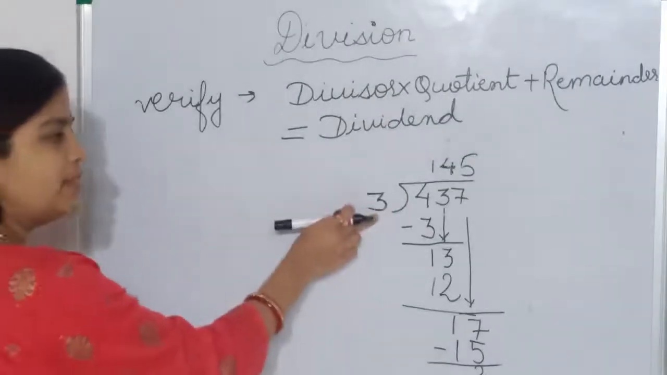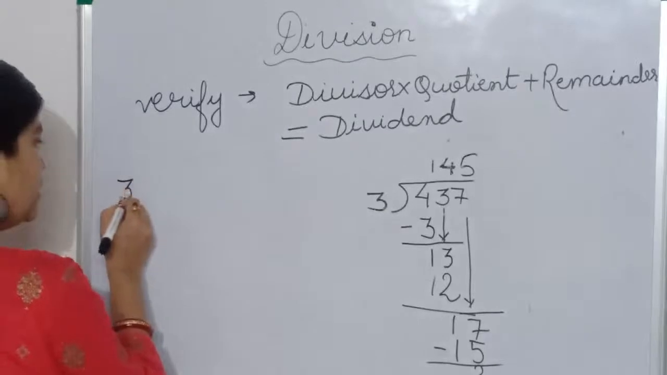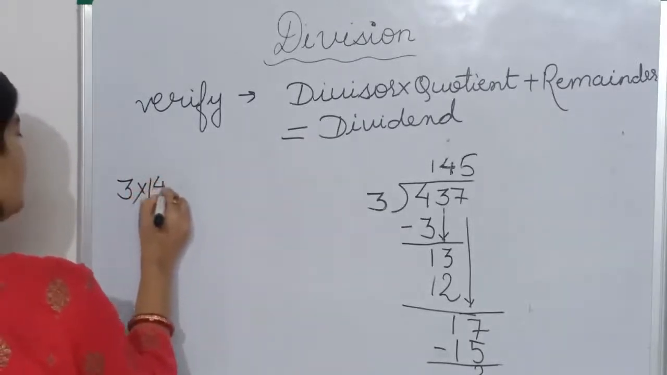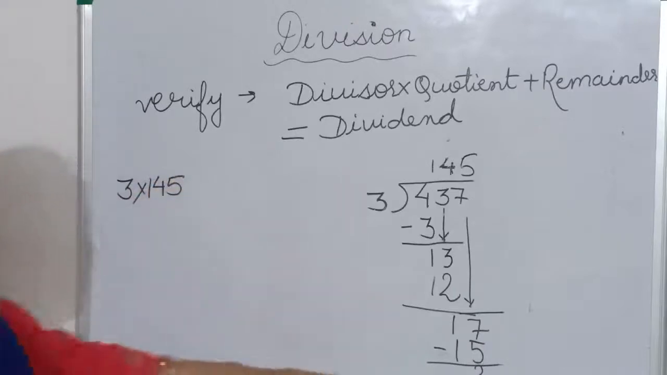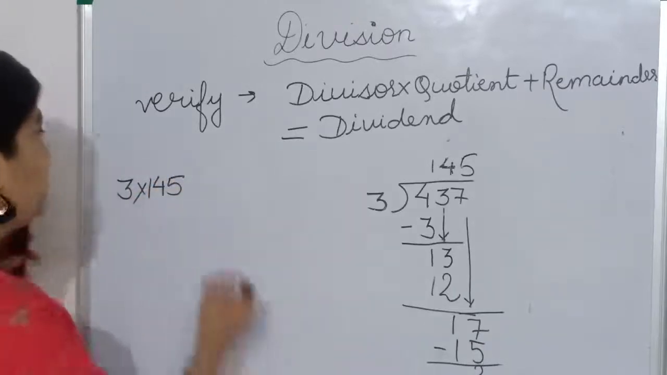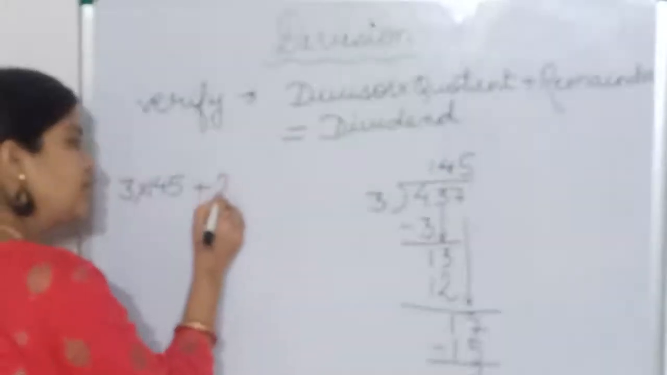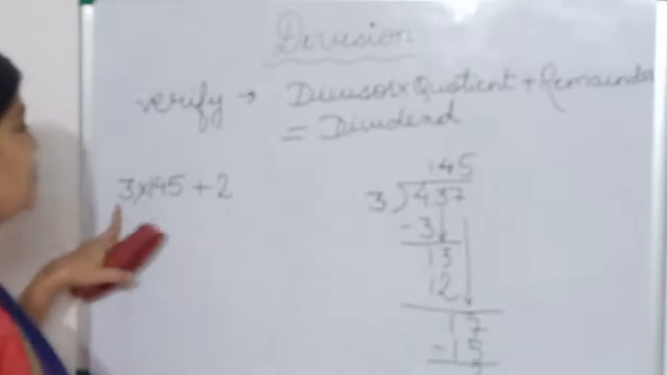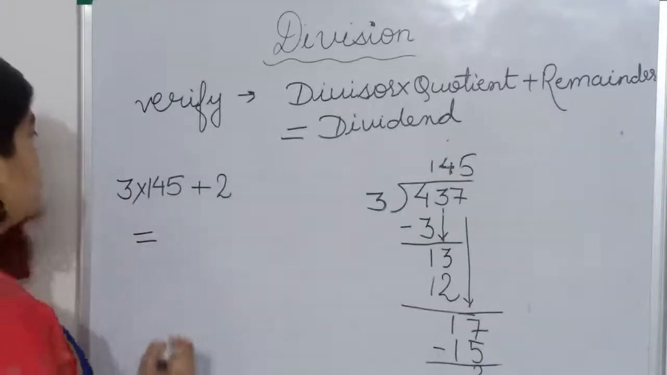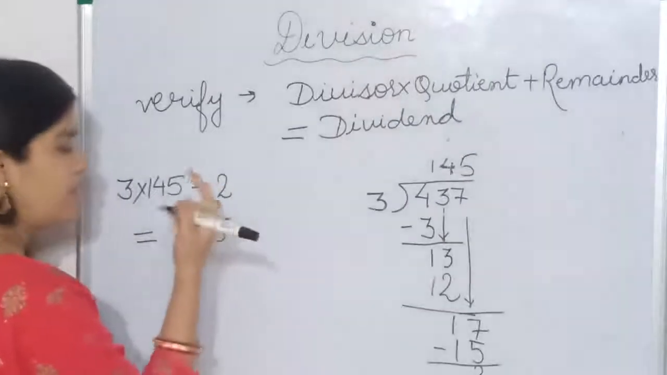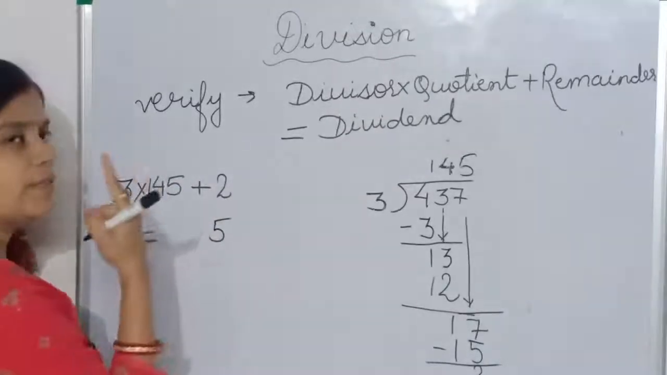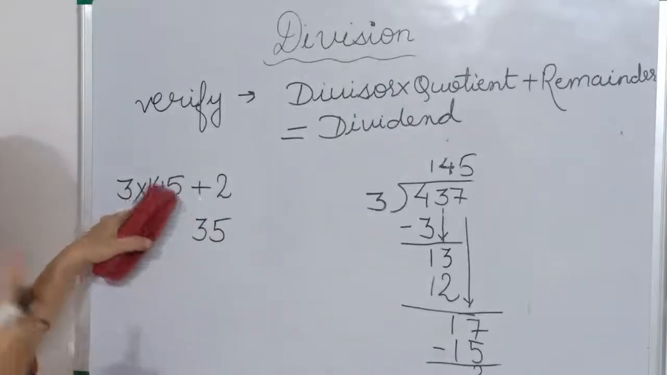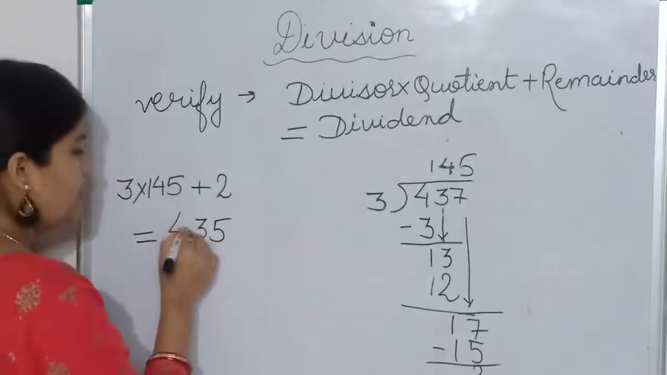What is the divisor here? 3. Write 3 here. What is the quotient? 145. And what is the remainder over here? 2. We have to add 2 here. Now we will work it out. First you multiply 3 into 145. 3 5s are 15, 1 you carry, 3 4s are 12 plus 1, 13, again 1 you carry, 3 1s are 3 plus 1, 4. 435.